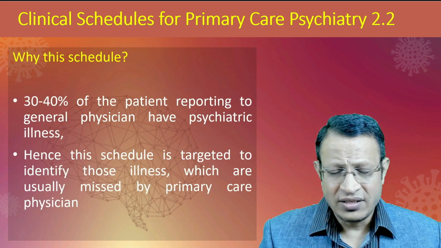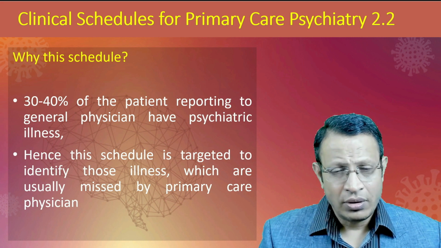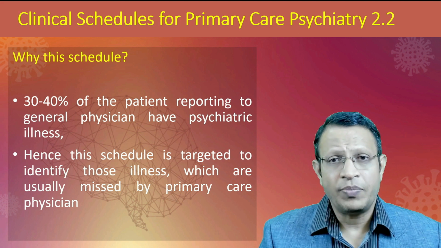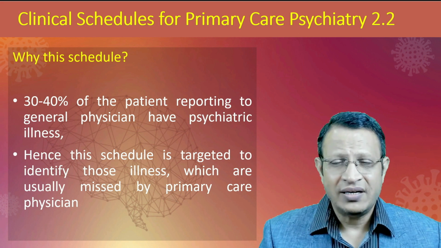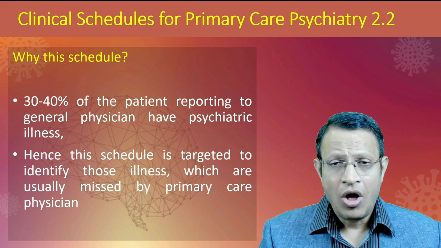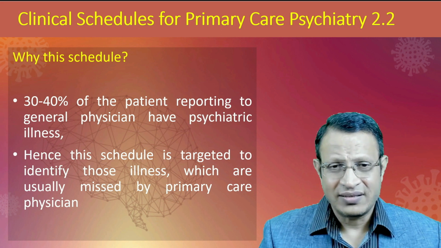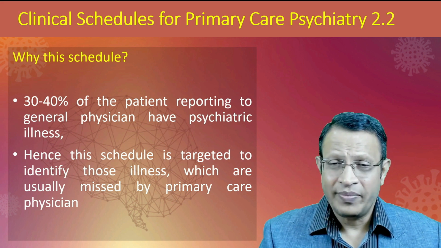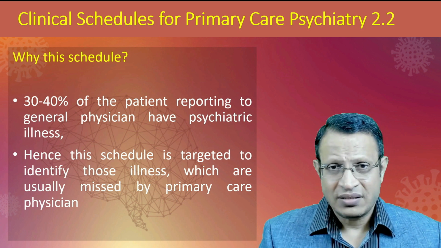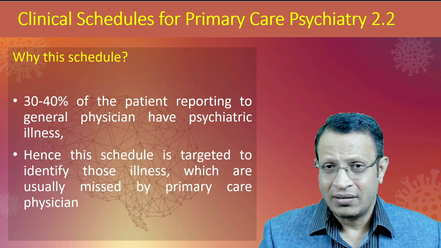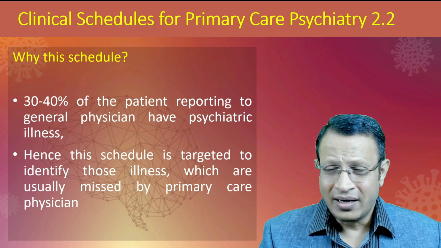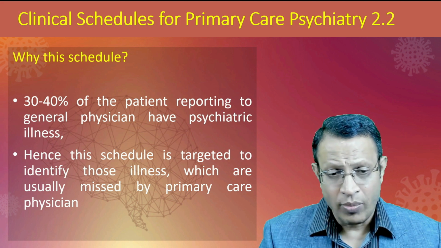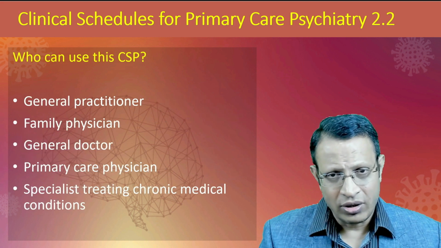Now the question is, why this schedule? As I mentioned earlier, 30 to 40% of the patients reporting to primary care settings, community health centers, district hospitals, or even private practice have a comorbid psychiatric condition. That means the majority of these patients are under-recognized, untreated, undiagnosed. Hence, this schedule is targeted to identify those common mental disorders by the primary care doctor.